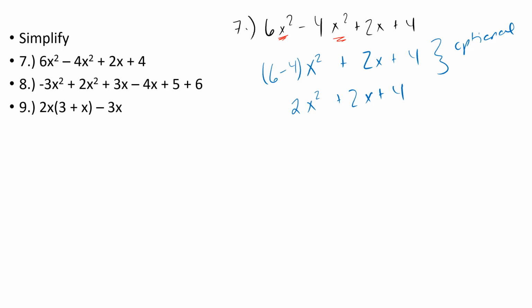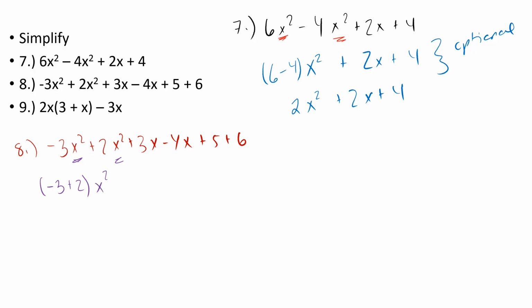Next one just looks like a soup of stuff. So this is awesome. 3x squared plus 2x squared plus 3x minus 4x plus 5 plus 6. And I did put all of the like terms next to each other, but they don't have to be next to each other. I think I changed up the last one from what I had written earlier. So we have 3x squared plus 2x squared. Sorry, that's -3x squared. So that's -3 plus 2. Going with the x squareds.